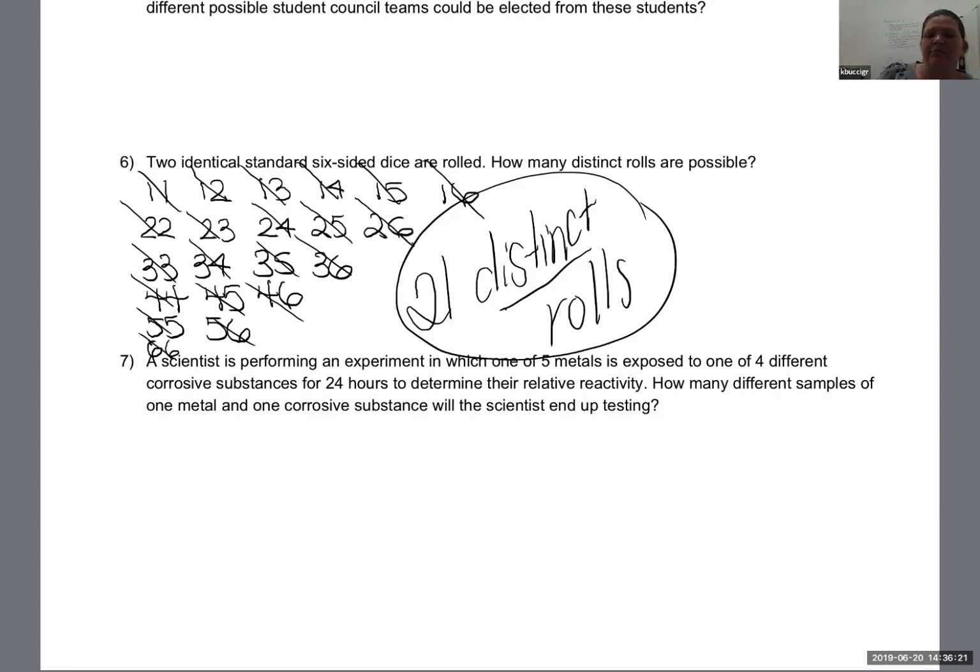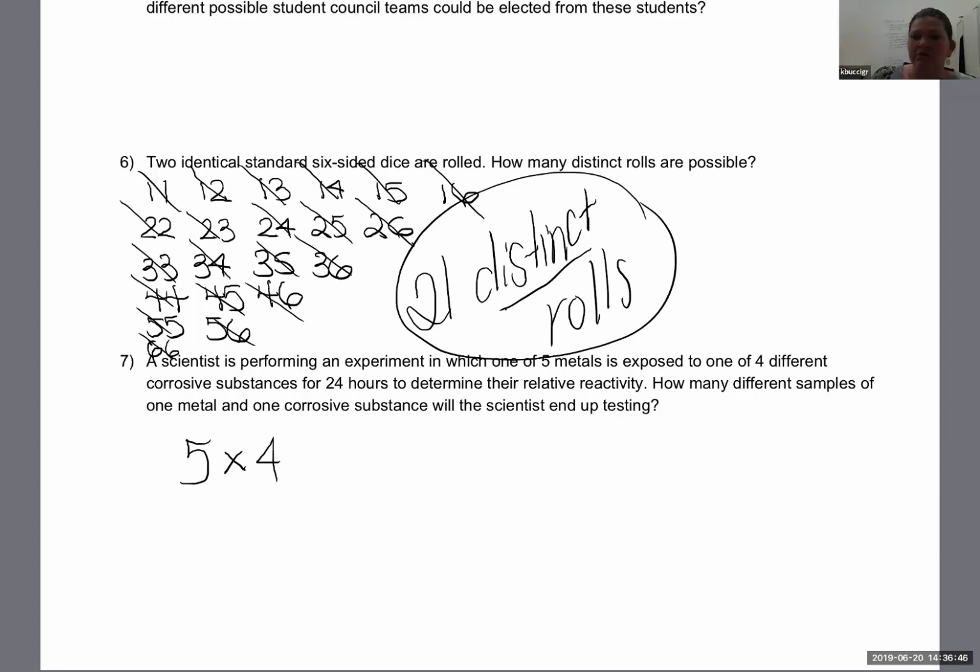How many different samples of one metal and one corrosive substance will the scientist end up testing? So 5 times 4 different substances. I absolutely agree. I can just use the shortcut 5 times 4 method this time. Would you care to explain to me why that'll work? Because there's 5 metals and only 4 different corrosive substances that you can use.